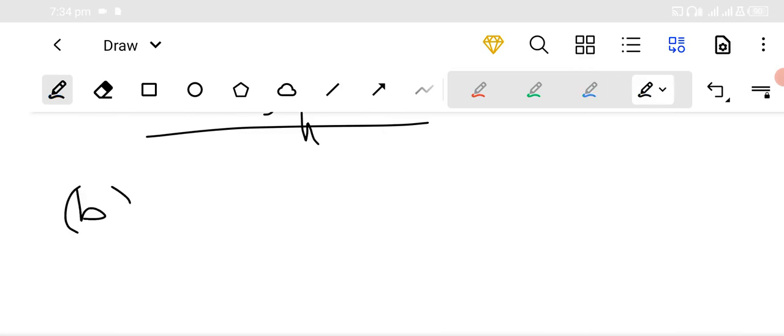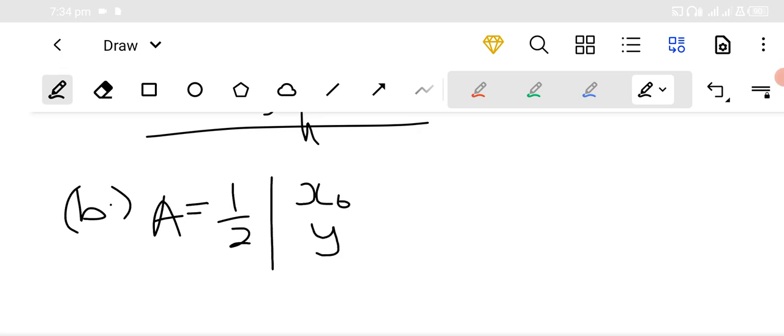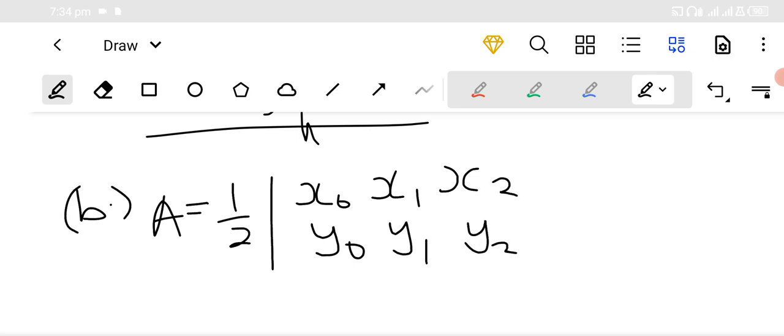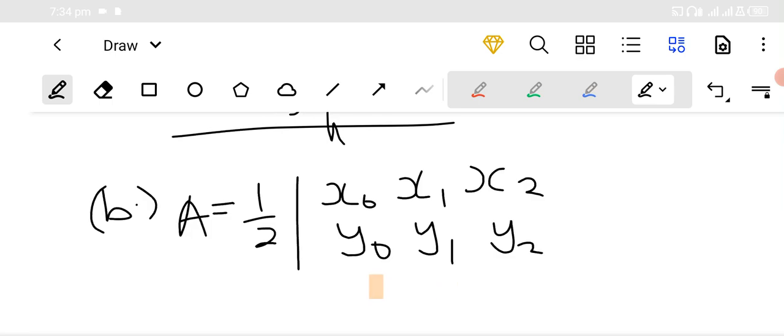I hope the explanation was clear. So B area is equal to half the modulus of our reference point. We can call it x naught y naught, then x1 y1. So our reference point is the first point, then x1 y1, then the third one x2 y2. So we end on a 2, so it's starting from 0 as our first one, the 1 is our second, the 2 is our third point. Take note, don't get confused there.